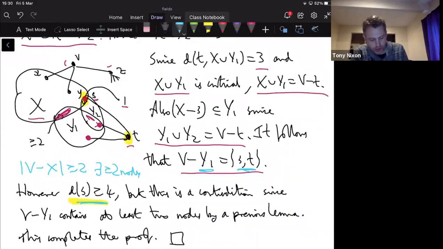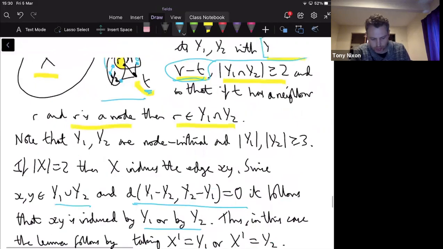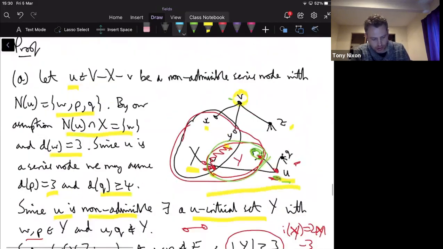So all the possibilities in this part B either gave us directly a bigger critical set, or we found that the option we hadn't dealt with gave us a contradiction. Okay, so let's look at the statement again, and if you want to ask any questions, please do.